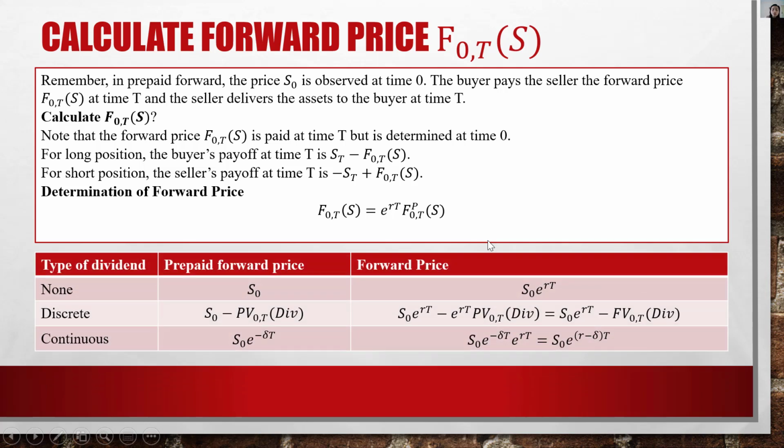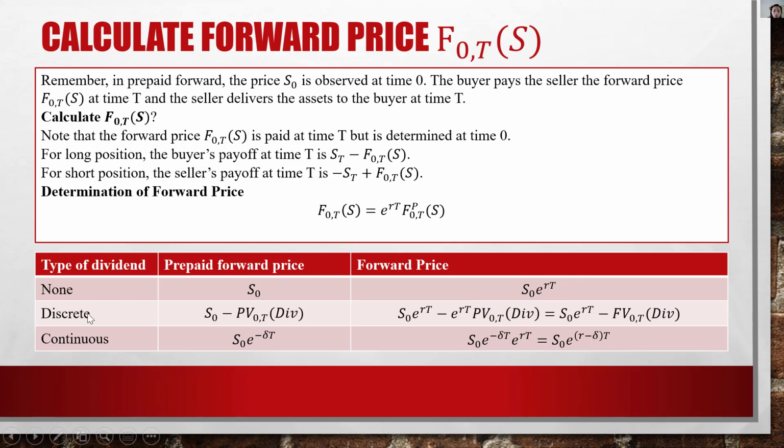So basically the forward price is the prepaid forward price times e to the rT. Alright, so let's consider the 3 cases of dividends. And we are going to compare between prepaid forward price and forward price. The first case is when there's no dividends. The prepaid forward price should be S0, and the forward price we multiply by e to the rT because we bring it up to time T. Because instead of paying at time 0, we pay at time T.